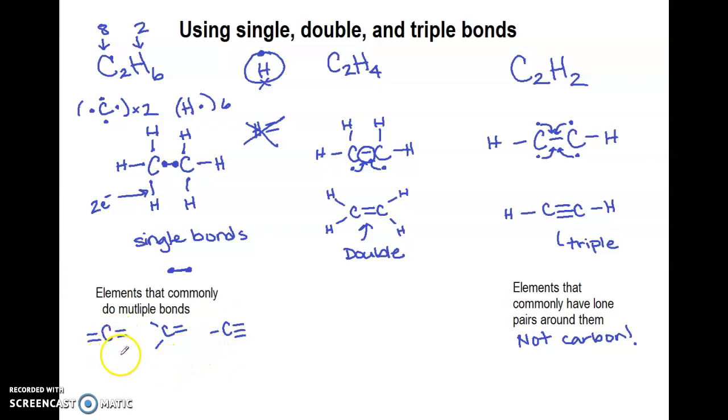Some other elements that you're likely to see multiple bonds on is oxygen. Oxygen can do double bonds. So you could see oxygen double bonded to something else. A nitrogen will do a double bond and a single bond. Nitrogen also can do triple bonds too. And there are a few others, especially those in the same group. So like sulfur is in the same group as oxygen, so sulfur also can do double bonds. Phosphorus is in the same group as nitrogen, so you might see these patterns for phosphorus as well.